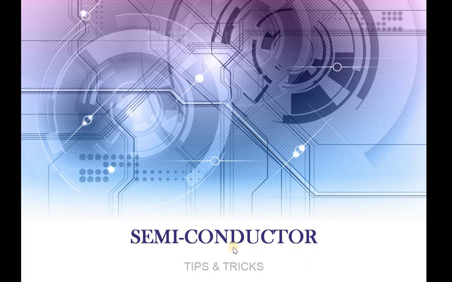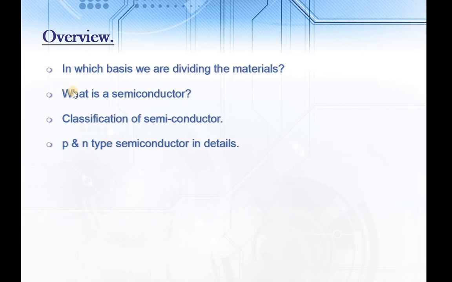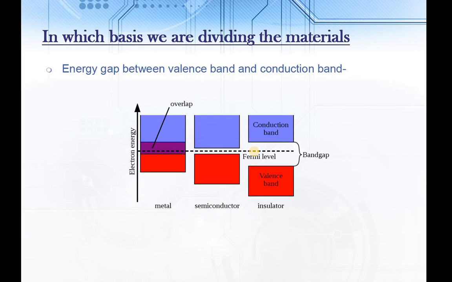In this tutorial we are going to teach about semiconductors. The topics we are going to cover in this video are: on which basis we are going to divide materials, what is a semiconductor, classification of semiconductors, and some details about P and N-type semiconductors, which are very important. So the basic thing depending on which we can divide any material is nothing but its band energy diagram.